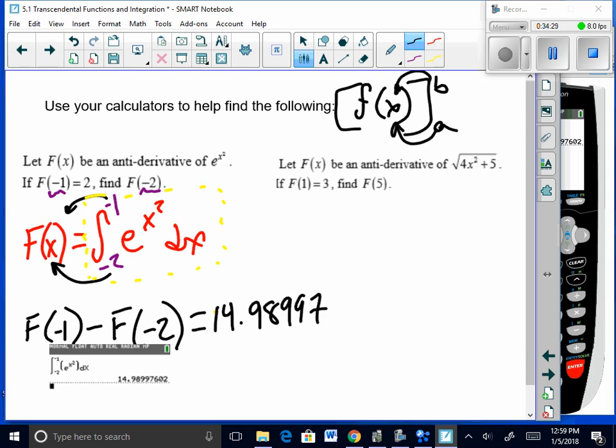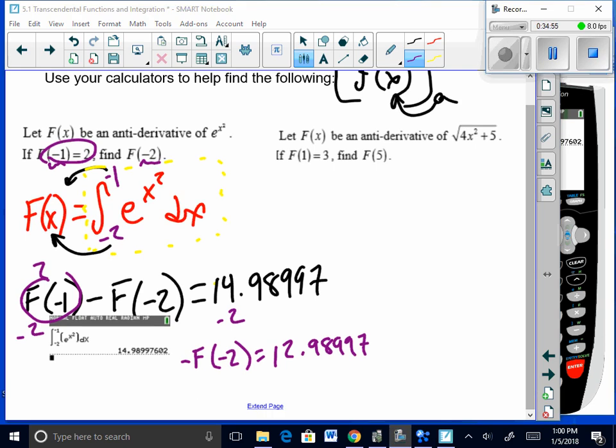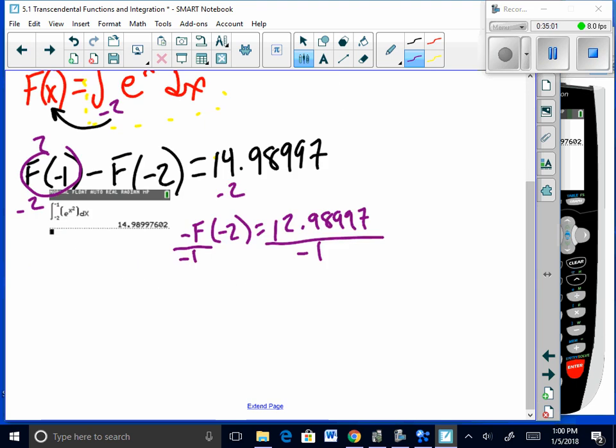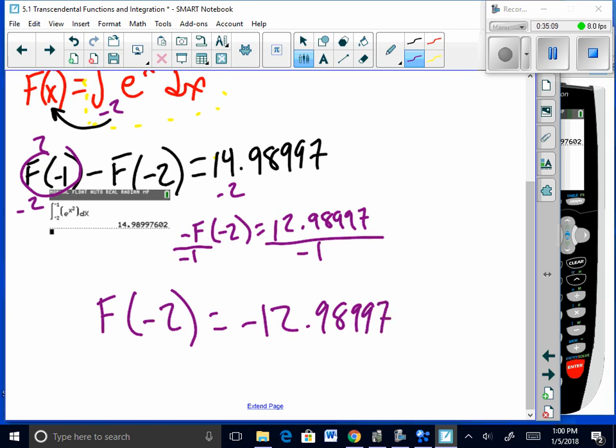Now, the question wanted us to find what F of -2 is. I know what F of -1 is. They told us that, 2. So I'm going to replace this right here with the 2 that they told us, and then I'm just going to solve the equation for F of -2. So I'm going to subtract 2 from both sides of the equation. So I now know negative F of -2 is going to be 12.98997. So times by -1 or divide by -1, whichever way you prefer to do it. So I now know F of -2 is -12.98997.